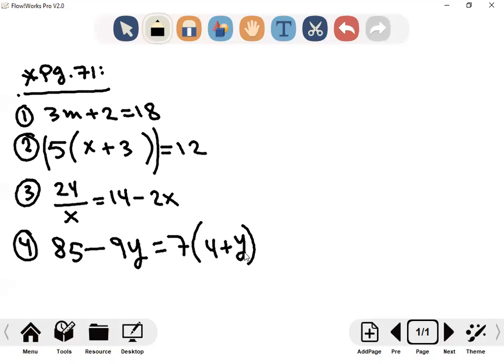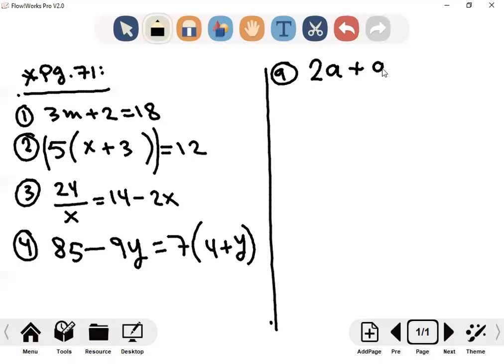Okay, this is 1, 2, 3, 4. Then we asked about from 9 to 14, right? Question 9: twice a increased by the cube of a equals b. Twice a means 2a. Increased by means plus. The cube of a means a to the power 3, equals b.